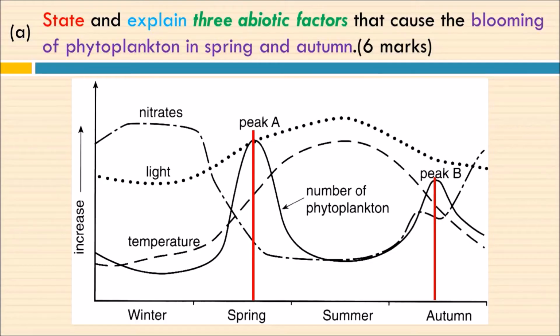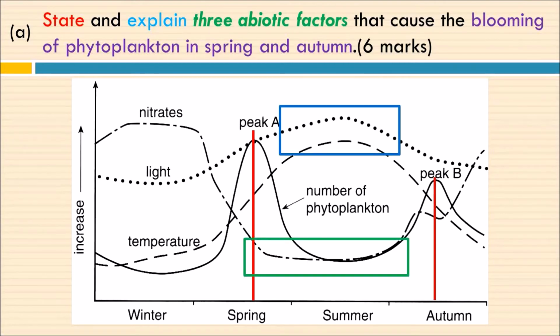At this point, I would like to talk about the small number of phytoplankton population in summer. You may think that the light intensity and temperature should be the most favorable for the phytoplankton booming. However, the nitrate concentration is very low before and during summer. Therefore, there are not enough nutrients for the phytoplankton to grow and reproduce.